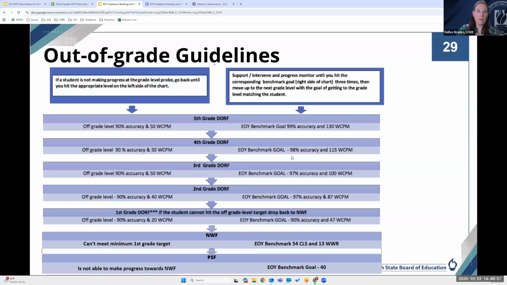So the goal here is to fill those gaps as soon as possible. So as soon as they have 3 probes that are on that end of year benchmark goal, go ahead and move them up to the next grade level and start practicing there. Again, that's in your participant guide, your notebook, so that way you can refer back to it.